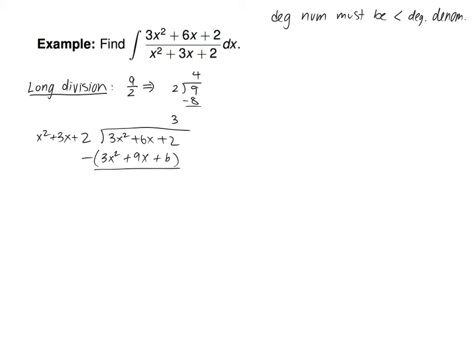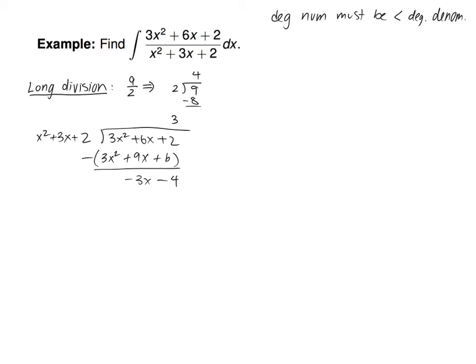So what happens to the 3x squareds? They go away. And then we get negative 3x minus 4. Why is that negative? So that was on purpose, okay, in case that wasn't clear. So why is it negative?